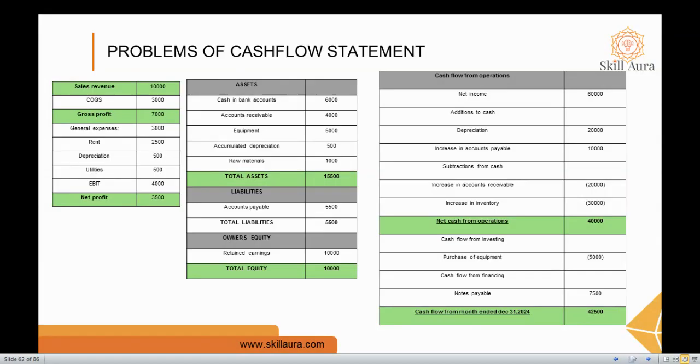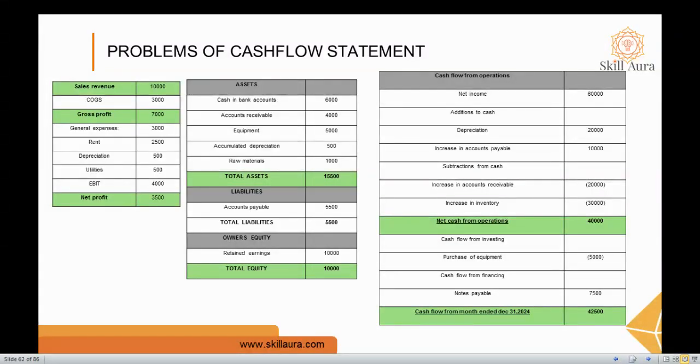that is 40,000. And then cash flow from investing is purchase of equipment. Here we have purchased the equipment in the balance sheet, so we have to subtract it there. When it comes to the cash flow from financing, that is notes payable, that is 7,500. We have to add that one.